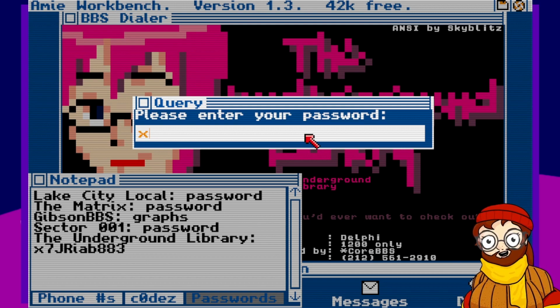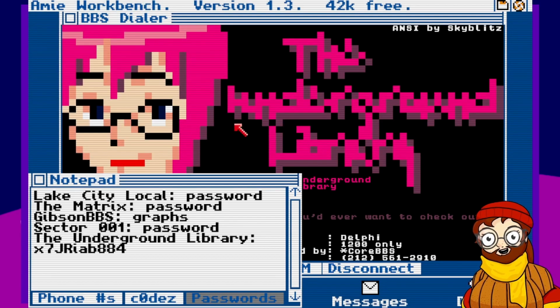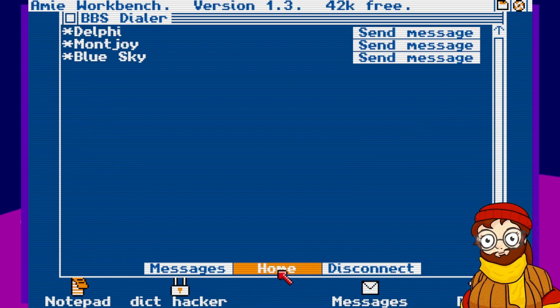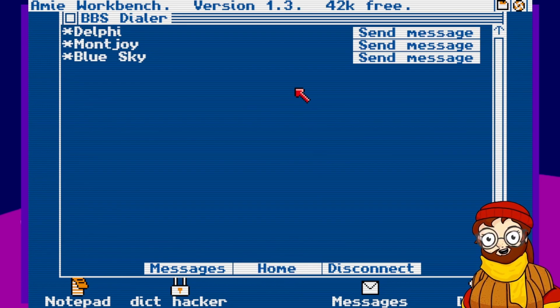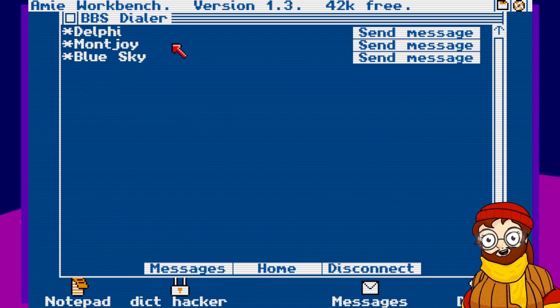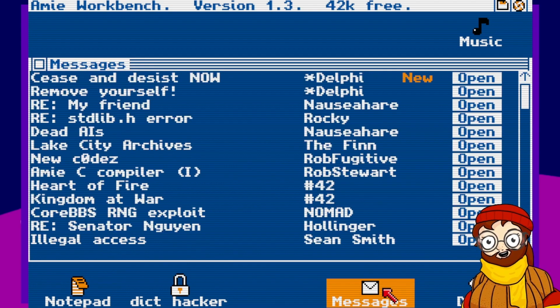Great. X7 JRIAB 884. Hacker. Okay. If I just go to send PM, okay, it doesn't. Can I send a message directly to Delphi? Wait a minute, Blue Sky. Do we know Montjoy? I know Blue Sky. Maybe we can just message Blue Sky? No. You've downloaded a new message. You're now disconnected.